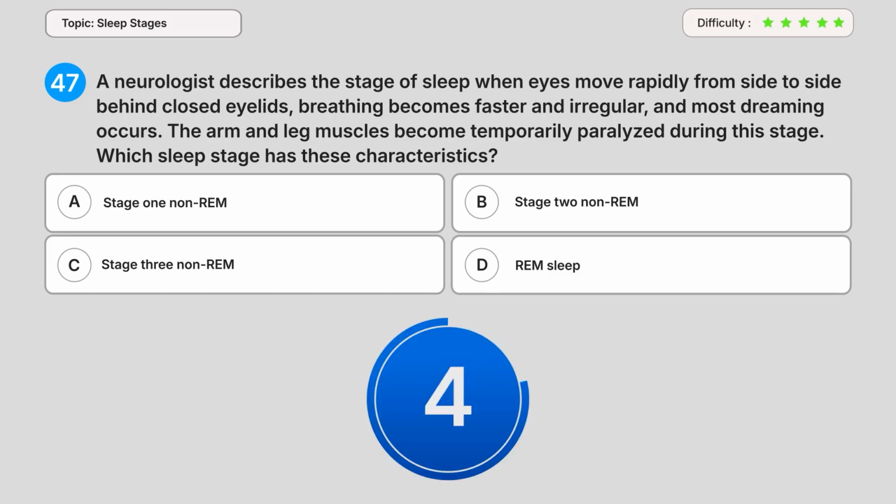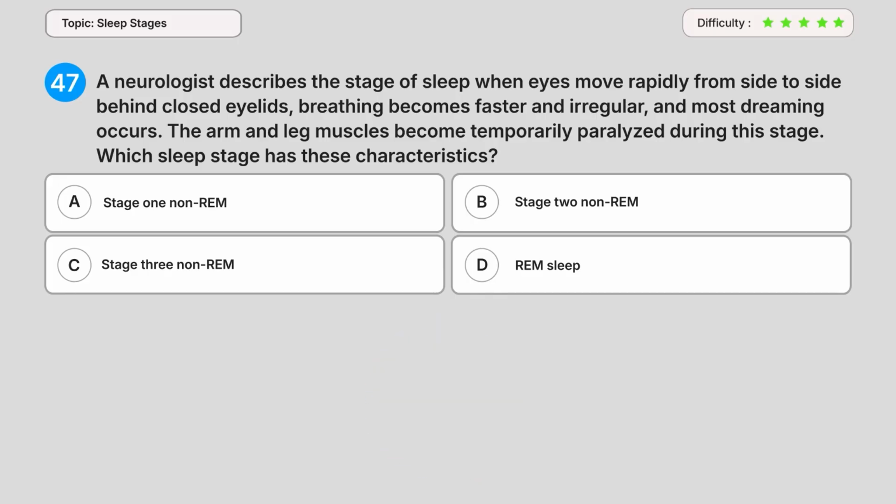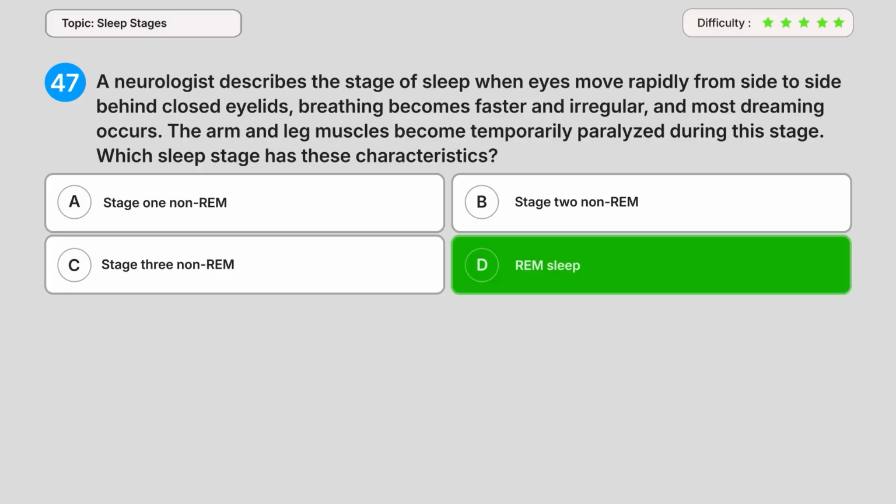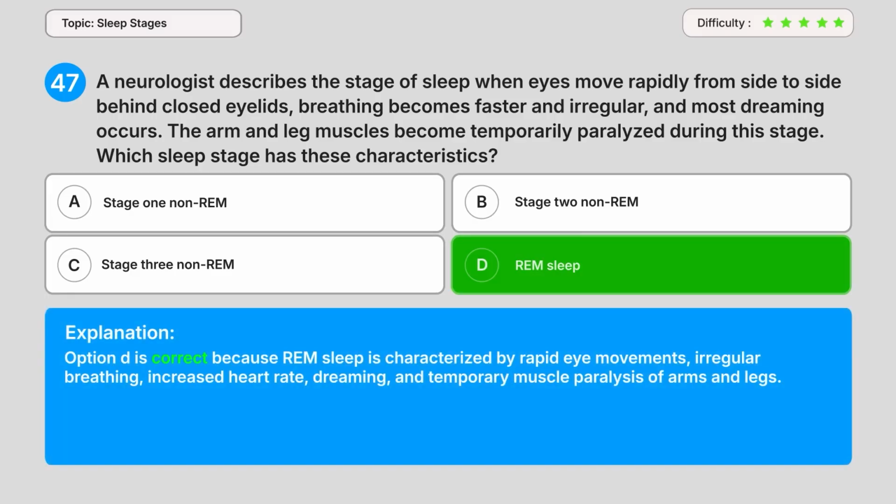Can you guess the answer? Correct answer, D. REM sleep. Explanation. Option D is correct because REM sleep is characterized by rapid eye movements, irregular breathing, increased heart rate, dreaming, and temporary muscle paralysis of arms and legs.